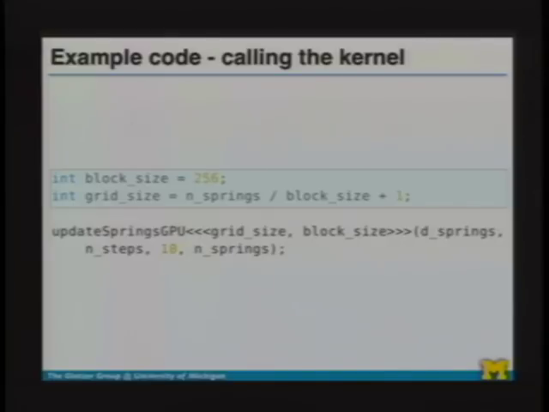And then to call the kernel that runs on the GPU, you make what looks just like a normal function call. So updateSpringsGPU, and then there are the arguments I'm passing to the function call. There's just this extra little thing in the middle, this triple angle bracket thing, where you specify the grid size and the block size to tell that function call how many threads to launch.